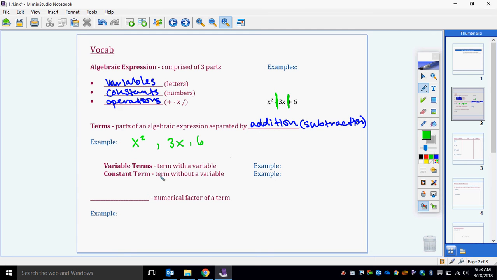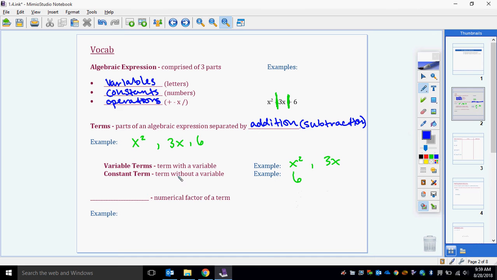Now we're going to classify these different terms, again there's 3 of them, into 2 categories, variable terms or constant terms. A variable term is any term that has a variable in it or a letter. A constant term is a term that doesn't have a variable. Okay, that's pretty self-explanatory. So let's pick out between these 3 which are the variable terms. Okay, x squared has a letter, and then 3x has a letter. But 6 doesn't, so we call that a constant term. It's the term without a letter.